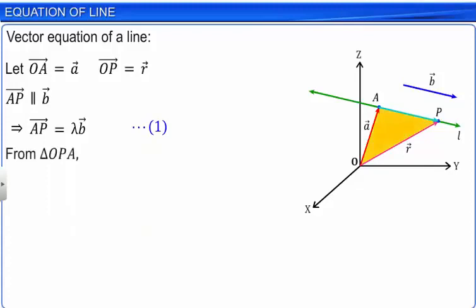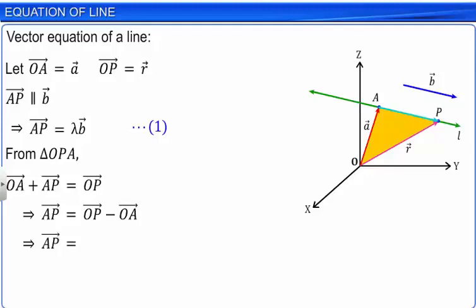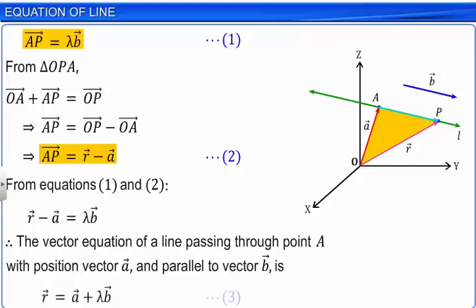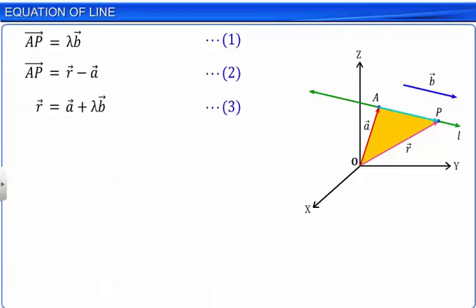Applying the triangle law of vector addition to triangle OPA, we get vector AP equal to vector R minus vector A. Let this be equation 2. Equating the values of vector AP from equations 1 and 2, we get equation 3. Equation 3 is the vector equation of a line that passes through a point with position vector A and is parallel to vector B. Now, let us derive the equation for line L in Cartesian form.